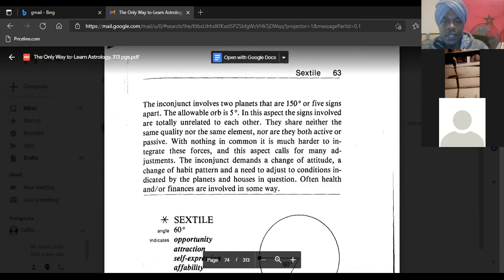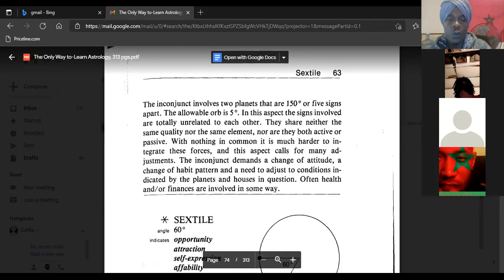In this aspect, the signs involved are totally unrelated to each other. They share neither the same quality nor the same element, nor are they both active or passive. With nothing in common, it is much harder to integrate these forces, and this aspect calls for many adjustments. The inconjunct demands a change of attitude, a change of habit pattern, and a need to adjust to conditions indicated by the planets and houses in question. Often health and/or finances are involved in some way.